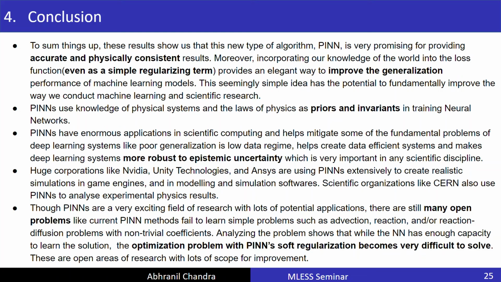PINs use knowledge of physical systems and the laws of physics as priors and invariants in training neural networks. PINs have enormous applications in scientific computing and help mitigate some of the fundamental problems of deep learning systems like poor generalization in low data regime, help create data efficient systems and make deep learning systems more robust to epistemic uncertainty, which is very important in scientific disciplines.